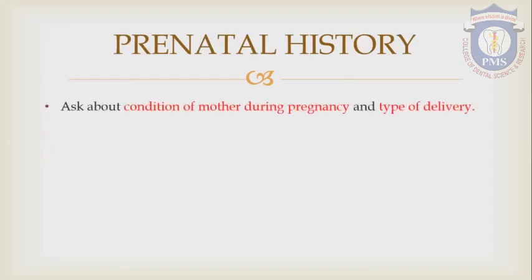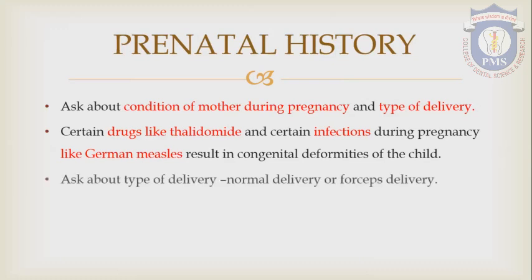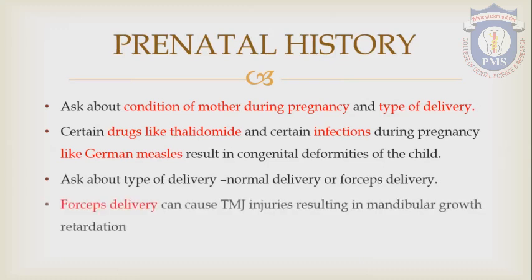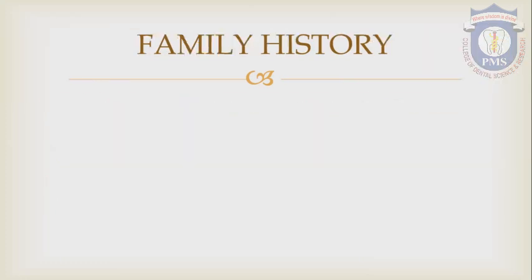Prenatal history. We have to ask about the condition of the mother during pregnancy and the type of delivery. Certain drugs like thalidomide and certain infections during pregnancy like German measles result in congenital deformities of the child. We have to ask about the type of delivery, whether it was a normal delivery or a forceps delivery. Forceps delivery can cause TMJ injuries resulting in mandibular growth retardation. You can see these images and you can appreciate the kind of damage that forceps delivery brings with it, and I think nowadays it is very minimally used.